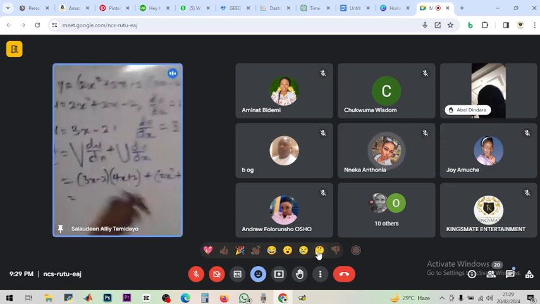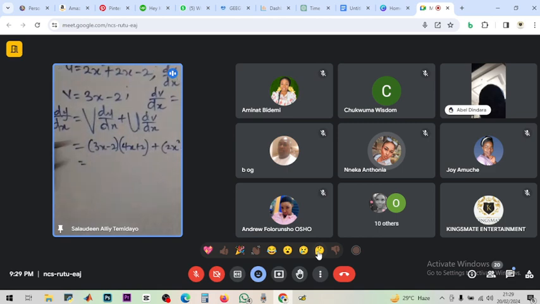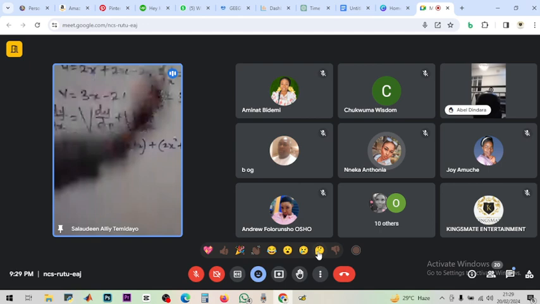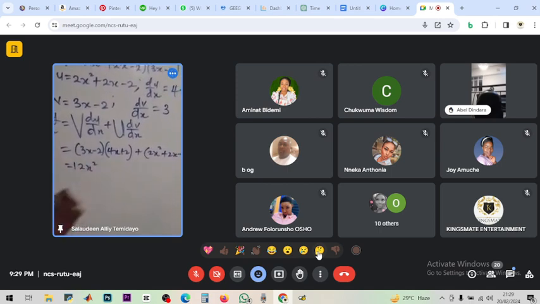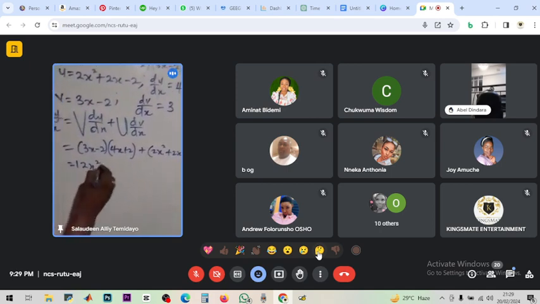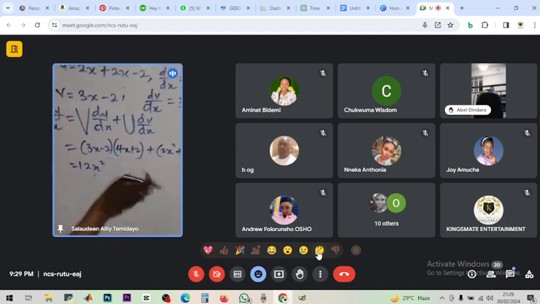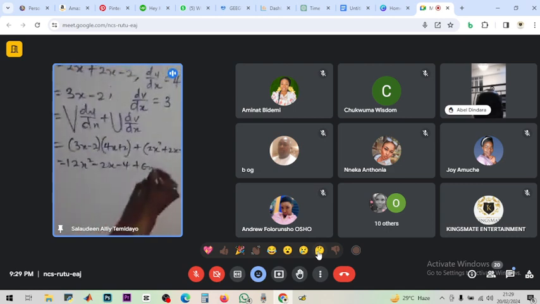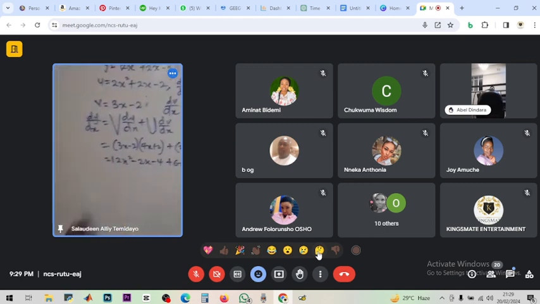So now expand this one. You do that same thing there. In this process, you would have finished this one while you are still expanding the bracket, so it's better to just go with this simple method. So expand this bracket on your own. I'm going to have 12x squared plus 6x minus 8x, so 12x squared minus 2x minus 4 plus 6x squared plus 6x minus 6. That's what I'm going to have in expanding this bracket.